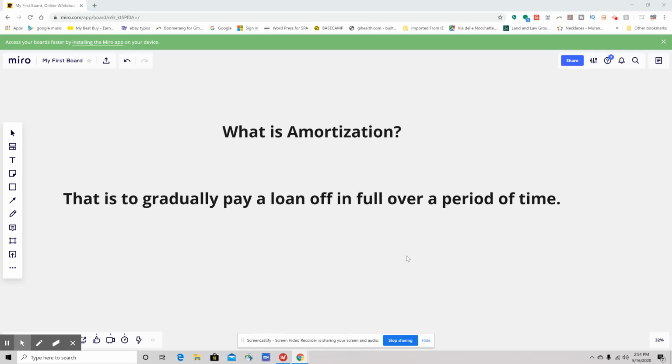Hello, everybody. Want to just do a quick little real estate tip? Just go over with you for a couple minutes what amortization is, what interest is, when we see it, and kind of get you to better understand these concepts.